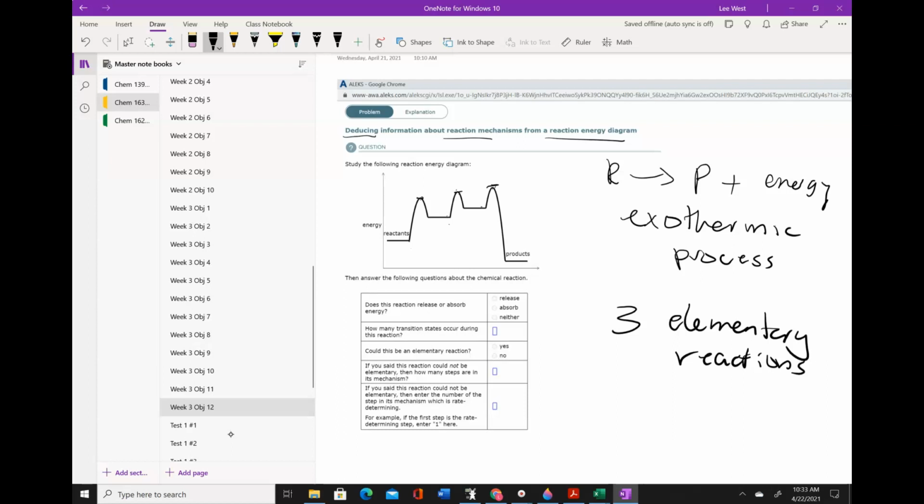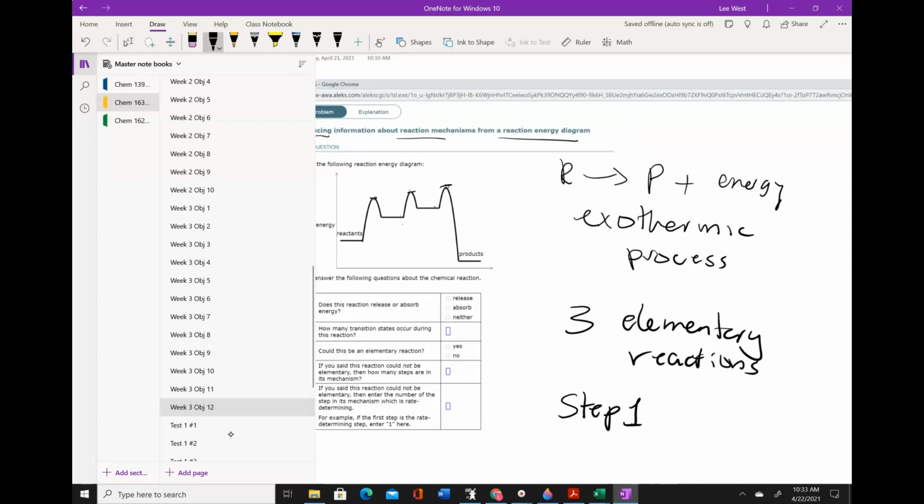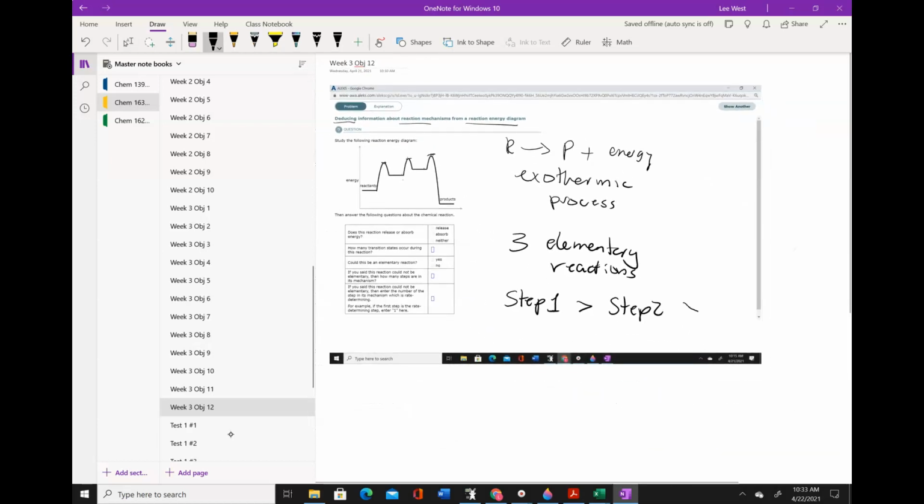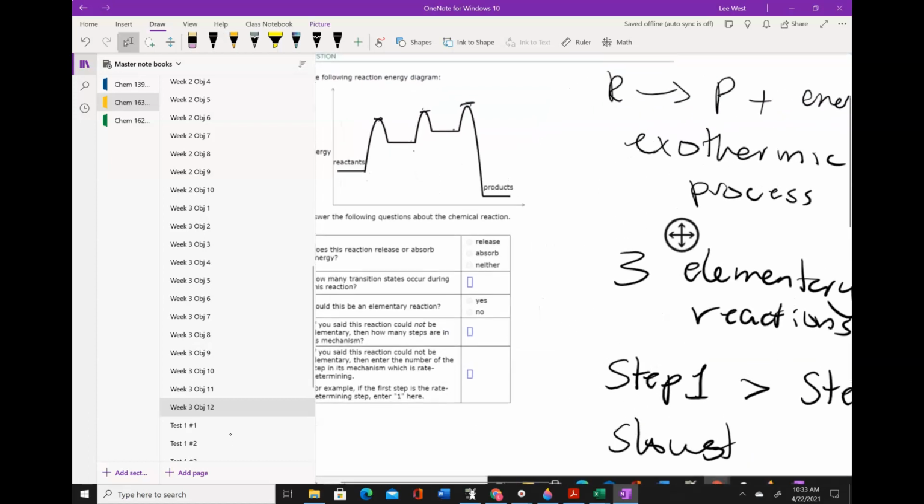We also know that the elementary reaction with the largest activation energy is going to be the slowest one. So if I look at this, just kind of eyeballing it, I can see that in order from slowest to fastest, step 1 has the biggest activation energy. Step 2 is a bit smaller. And then step 3 is a little tiny bit smaller again. So this would be the slowest of the steps in the mechanism. It would be the rate determining step. And then this one would be the fastest, right?